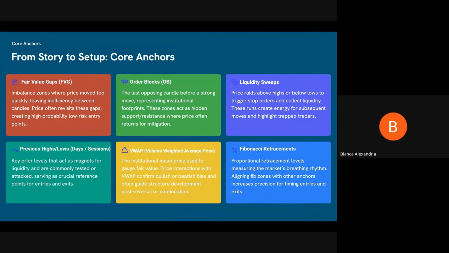And then next we have previous highs and lows, previous sessions as well. Then we have the VWAP, which is the volume weighted average price. That is that blue line that I was showing you all. It might be a different color for your charts when you do it, but mine is blue, and it confirms bullish or bearish bias as it pertains to price and structure. And then Fibonacci is just the cherry on top, and it shows us where price could potentially retrace for us to get into an optimal entry.